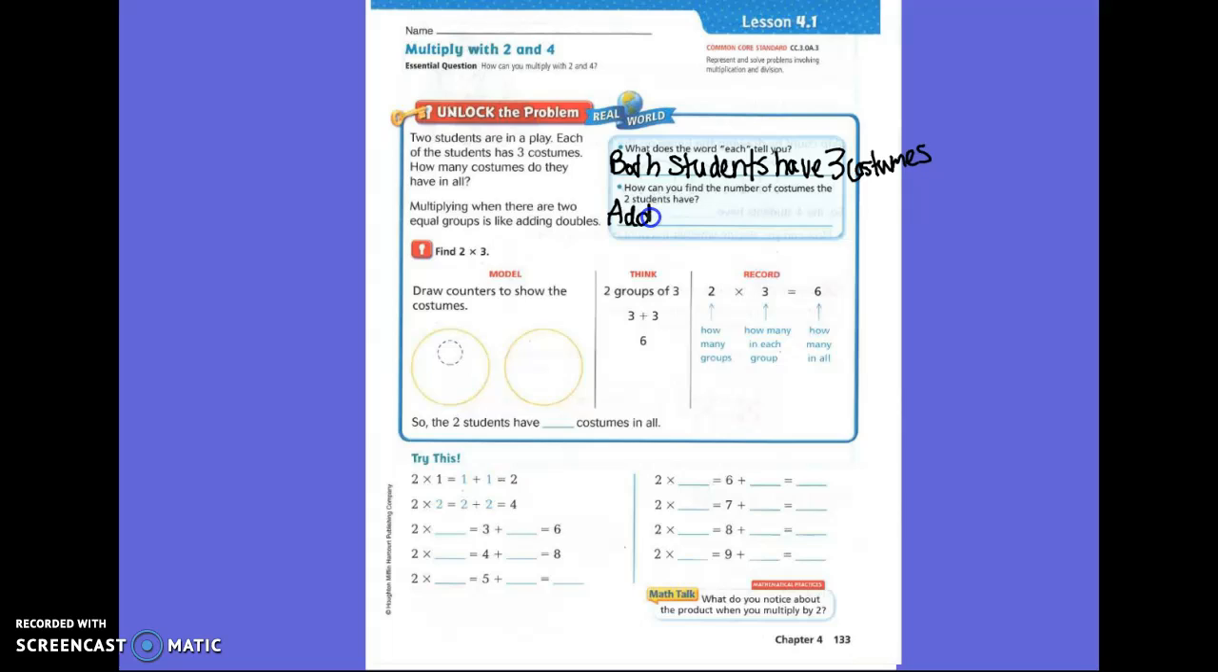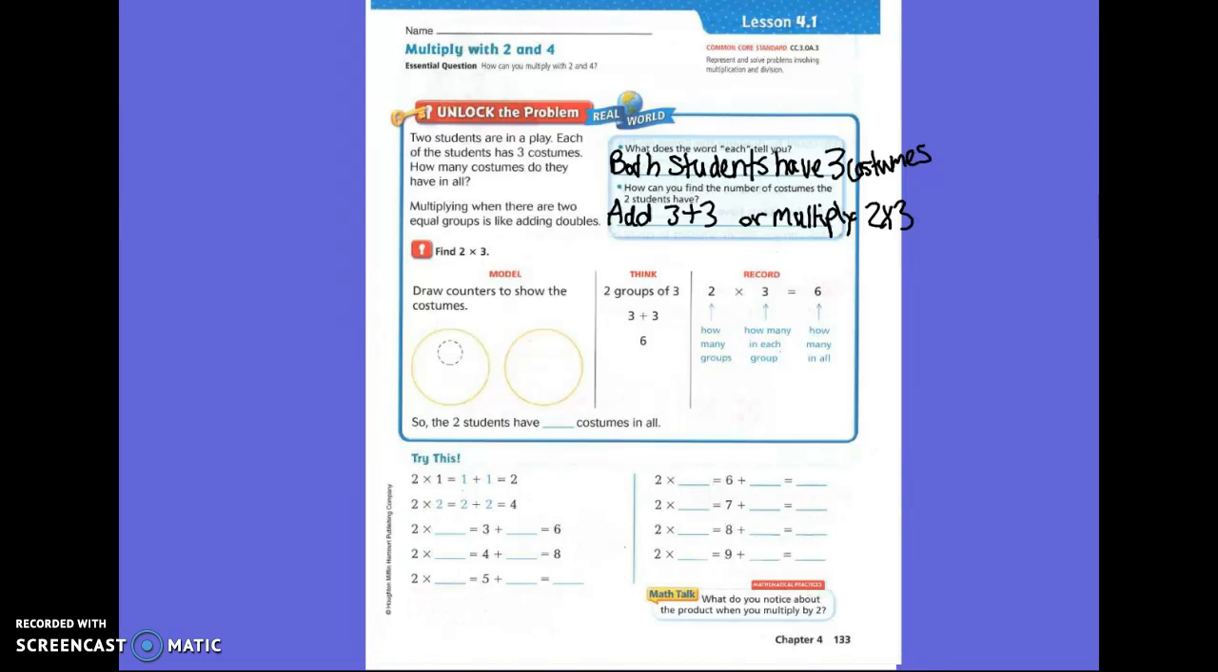So yes, we can add. Or we could have skipped. When I say 2 3s, we're going to say 3 plus 3. Or multiply. But what's the multiplication factor going to be? Now, what are the 2 factors? 2 and 3. Yes, 2 and 3 because there are 2 students and 3 costumes. You can add 3 plus 3, or you can multiply 2 times 3. Both of them are going to be the same answer. So, let's first find 2 times 3.